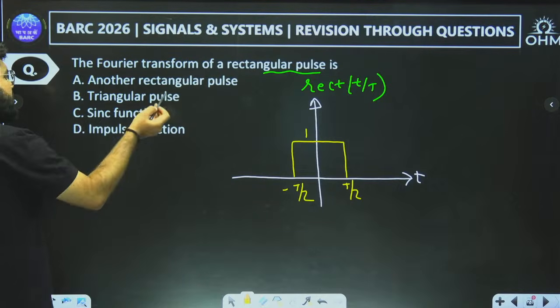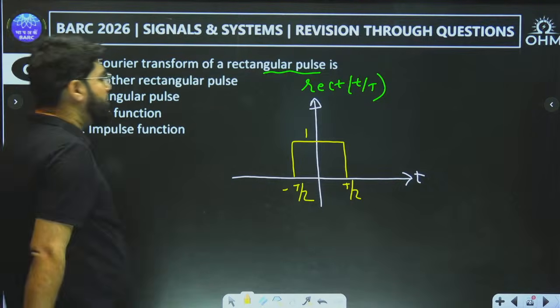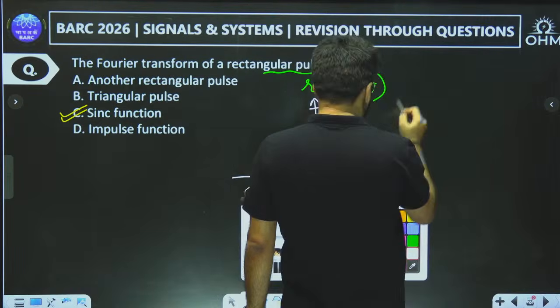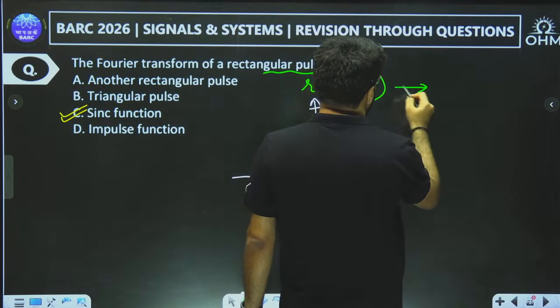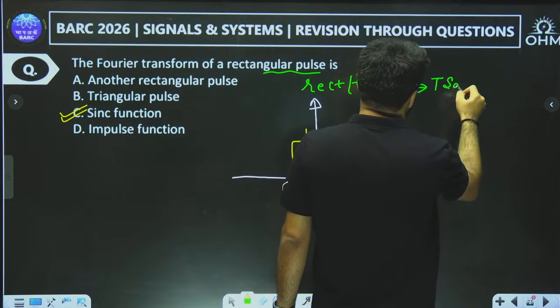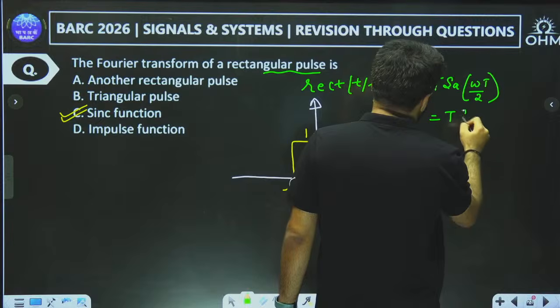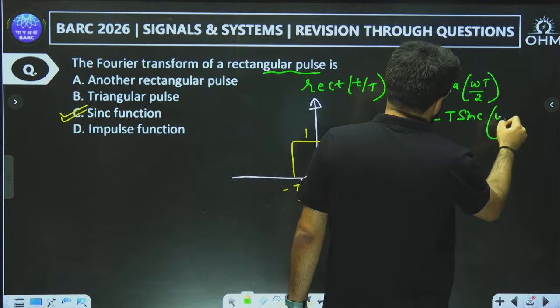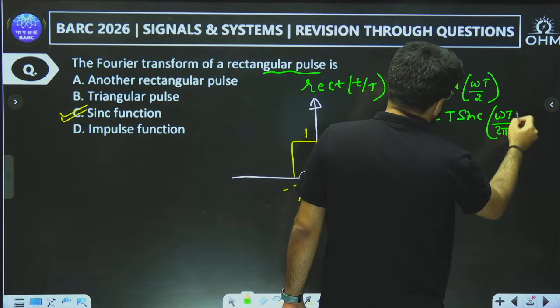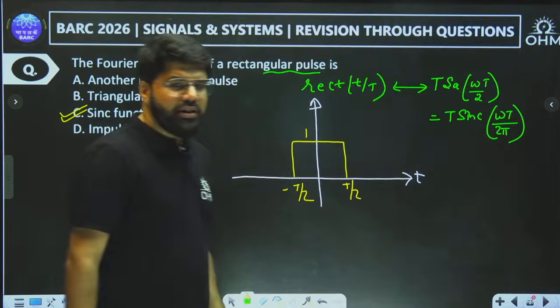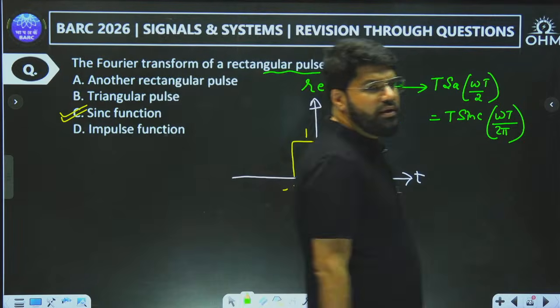Firstly, you should know that the answer is a sinc function or a sampling function. The rect(t/T) Fourier transform is given by T times Sa(omega T by 2), which is also equal to T sinc(omega T by 2 pi), or omega by 2 pi, you can call it in f also.